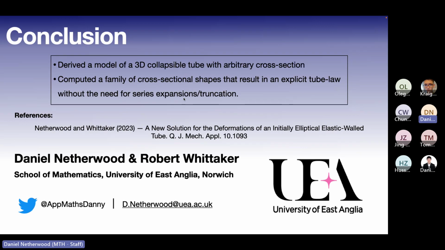So the two main things that I want to recap on here is that we presented a derivation of a model of a 3D collapsible tube, where the novelty here is that the cross-sectional shape is arbitrary. We've then used that model and computed a family of cross-sectional shapes that result in an explicit tube law, and importantly, this revokes the need for series expansions and truncation. So I'd like to thank everyone for listening to me, and I'd be delighted to answer any questions you've got.